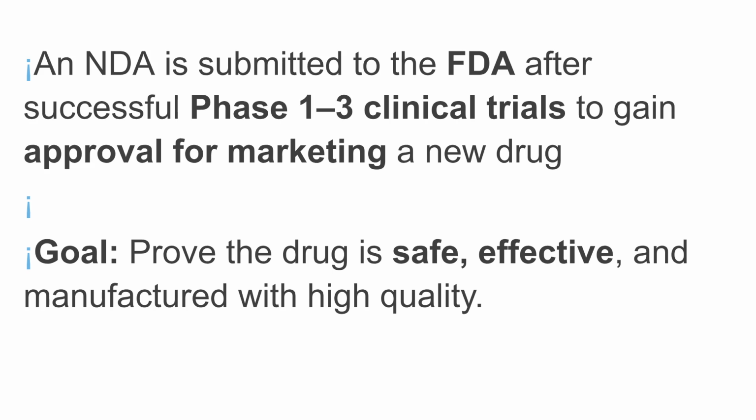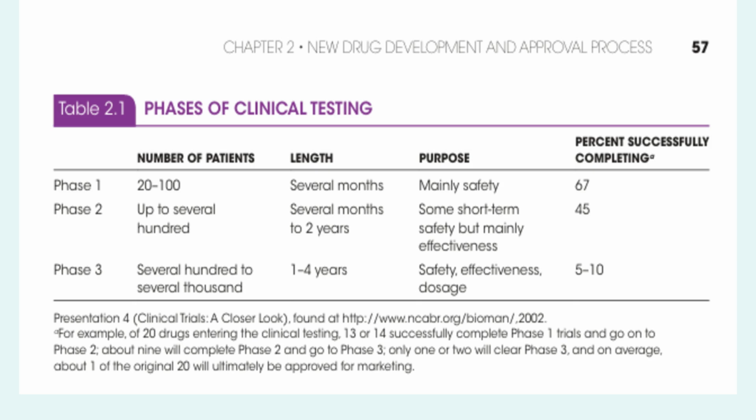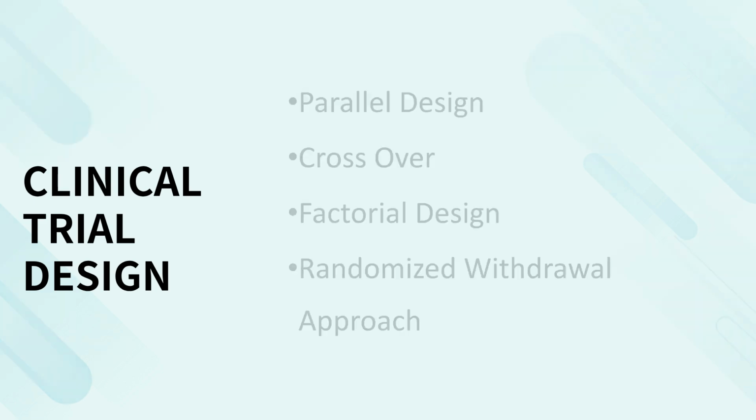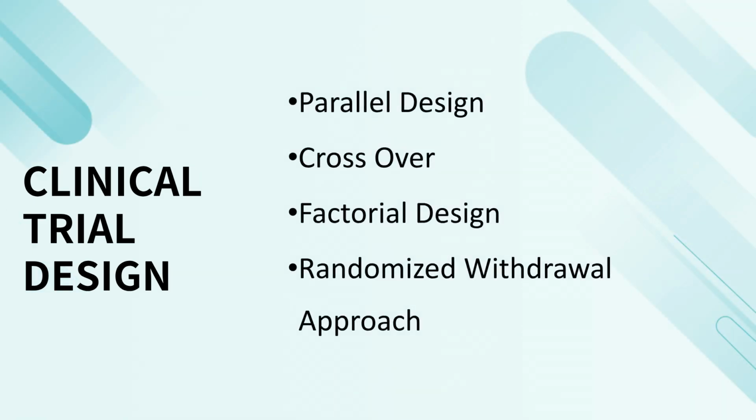The goal is to prove the drug is safe, effective, and manufactured with high quality. This graphic illustrates the progression from preclinical studies through the three phases of clinical trials to approval, and finally post-marketing surveillance, or Phase 4. Now let's discuss various types of clinical trial designs, which include parallel, crossover, factorial, and randomized withdrawal approaches.